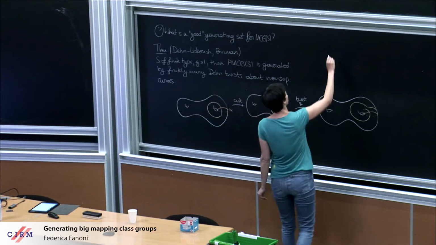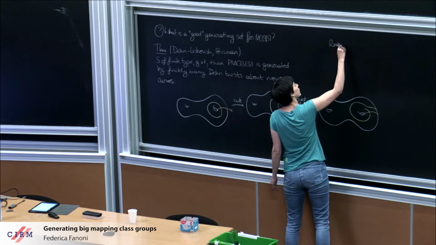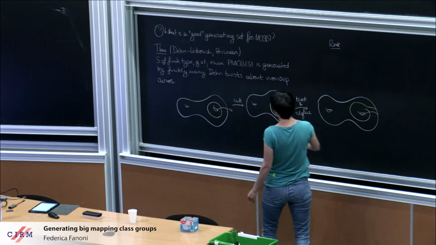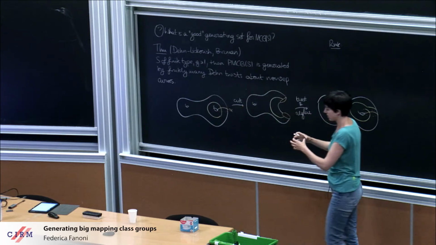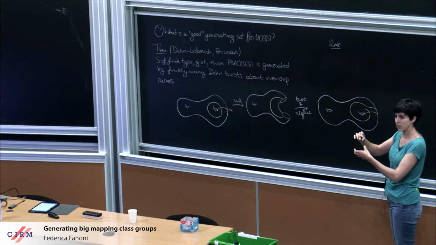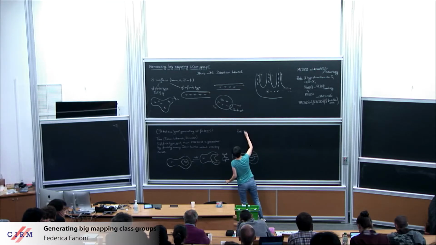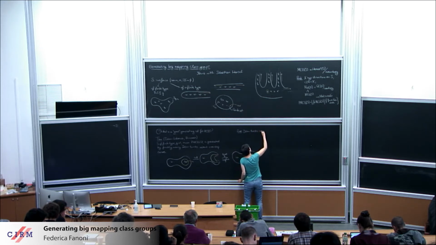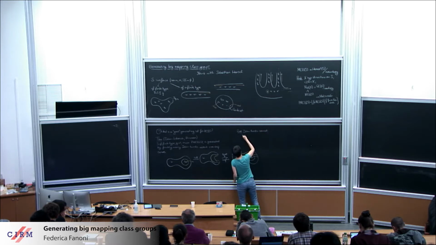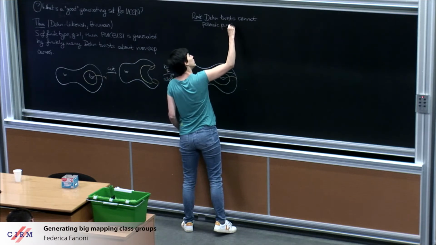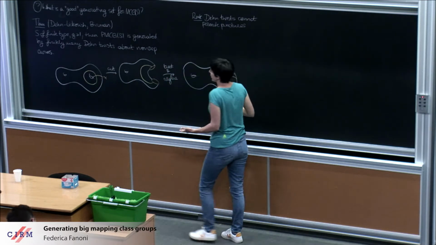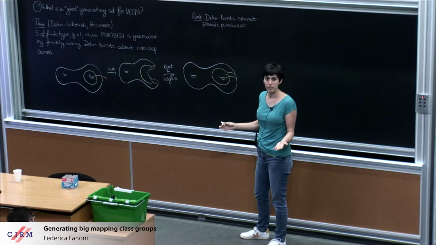Let me just make one remark before I talk about the proof. Here I have the pure mapping class group. This is because a Dehn twist is something that happens on a compact set. There's no way I can permute punctures. A Dehn twist cannot permute punctures, so I cannot generate the mapping class group with Dehn twists.